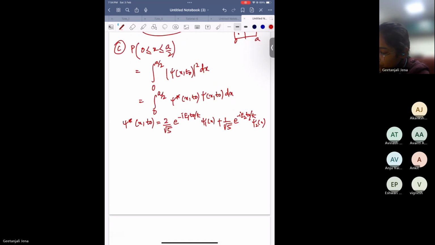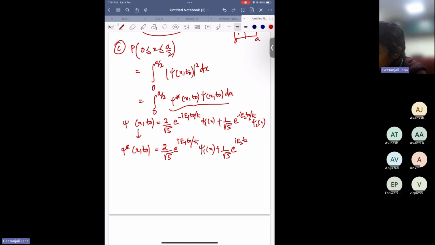So now what you have to do, sorry, this is the psi 1 term. You have to take the complex conjugation of this so that you can calculate this. So psi 1, the complex conjugation will be, the constant will remain as it is, only whenever there is a minus psi term, it will become plus psi. Psi 1x plus 1 by root of 5 e to power I v2 t0 by h cut psi 2x.